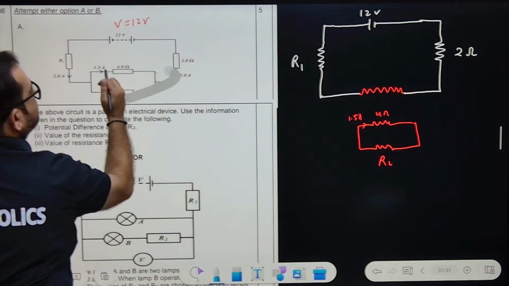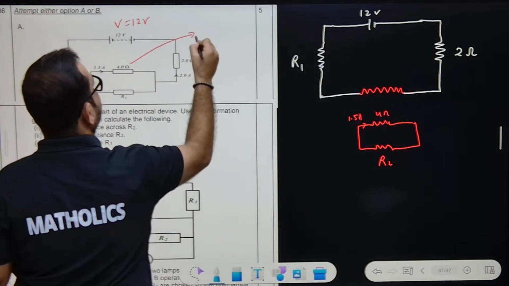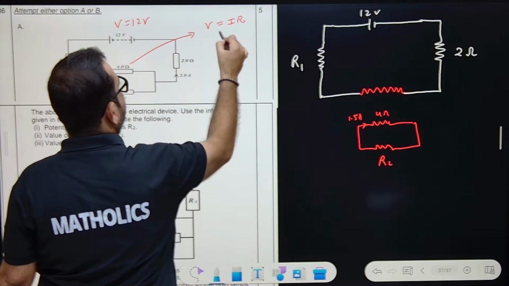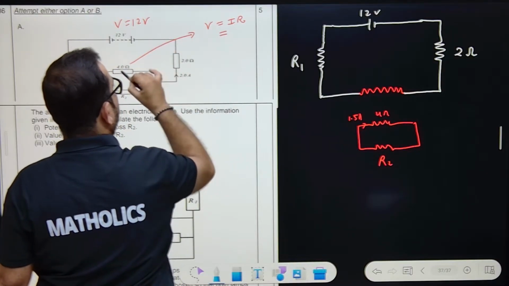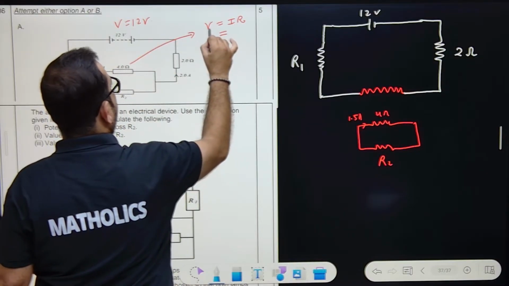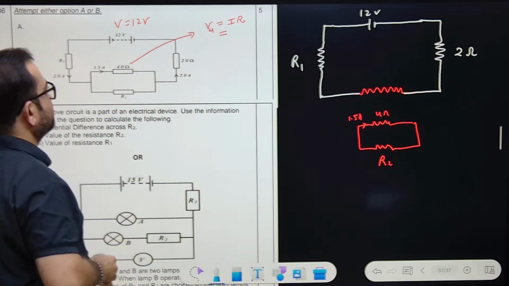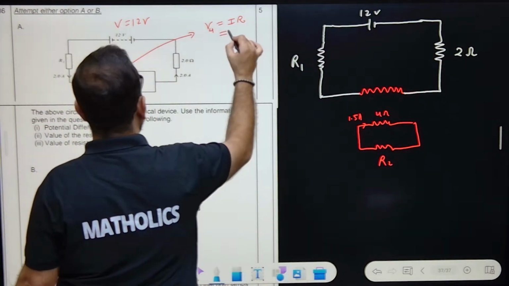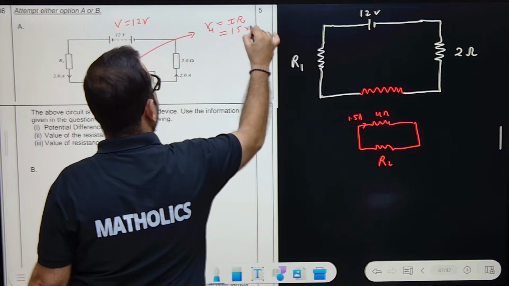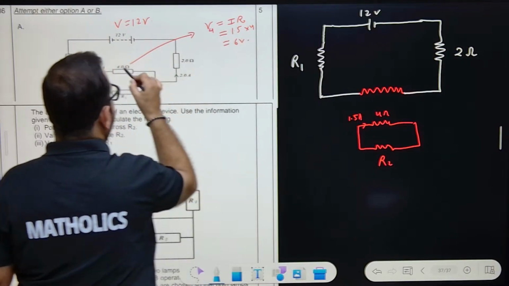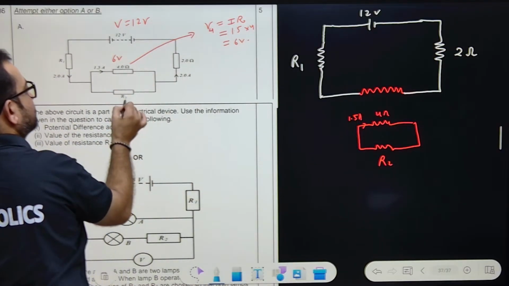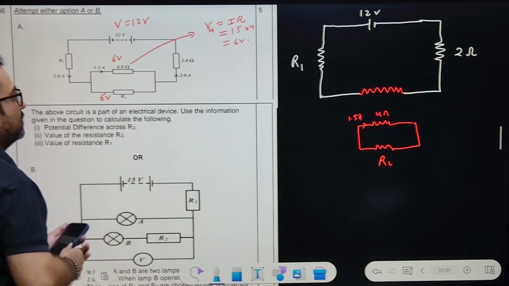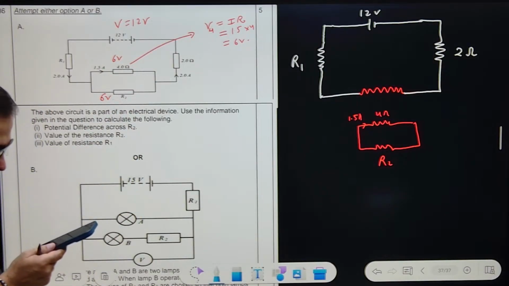So for this resistance, if I calculate V equals IR, what is V for this? I'll write it as V4 because 4 ohms is the resistance. I is 1.5, so 1.5 into 4. That means 6 volts. If this has 6 volts, this will also have 6 volts. Got this point? Yes or no?